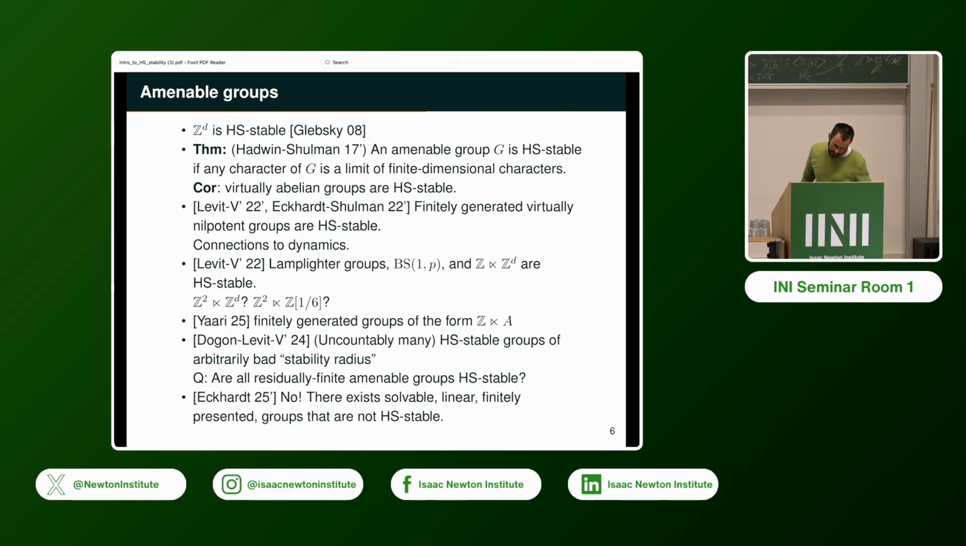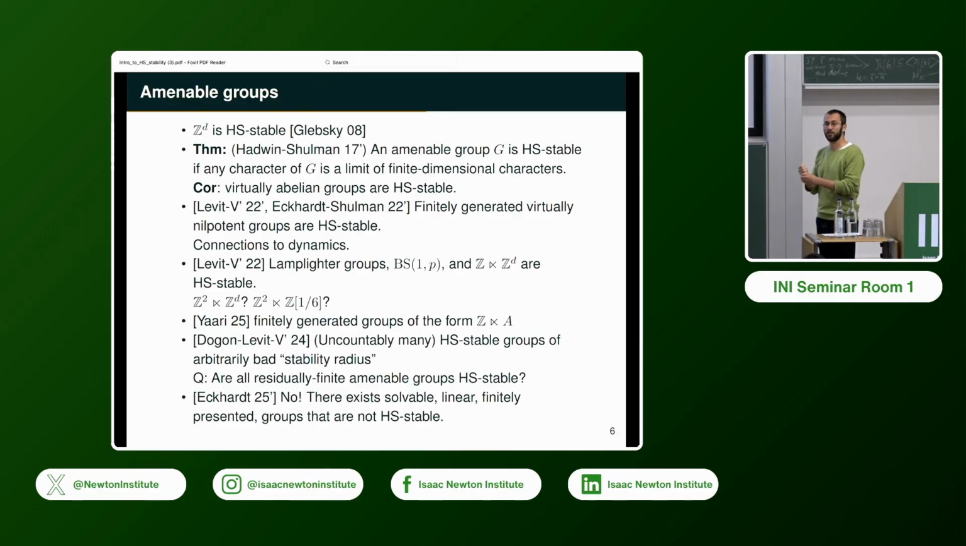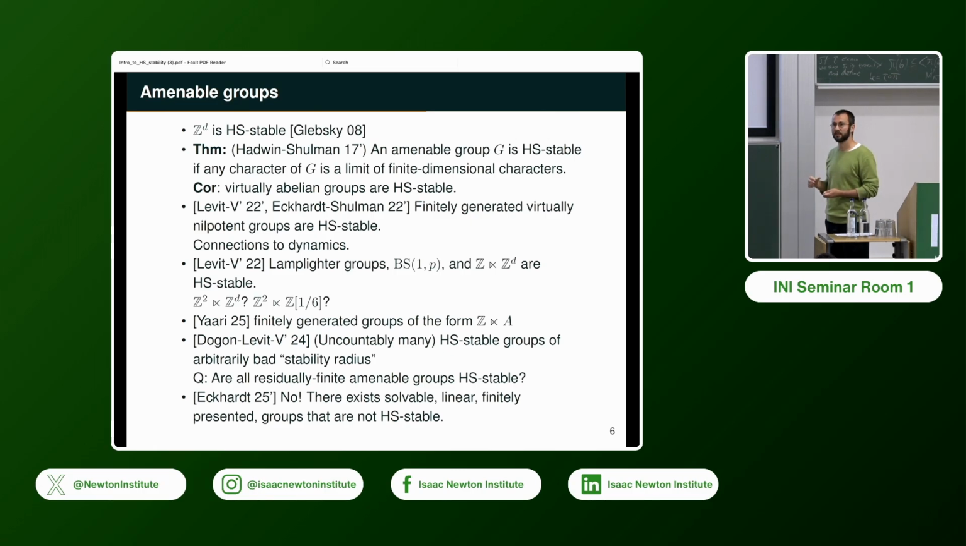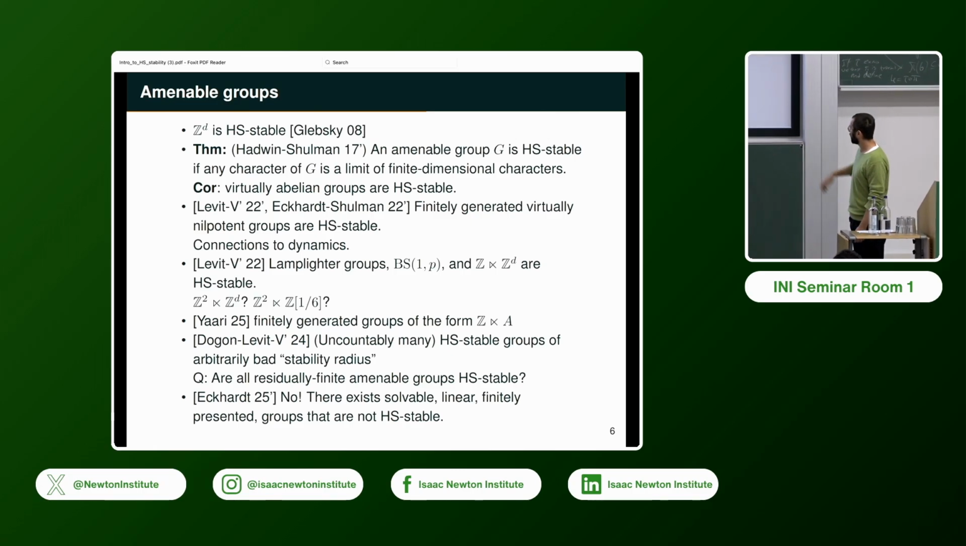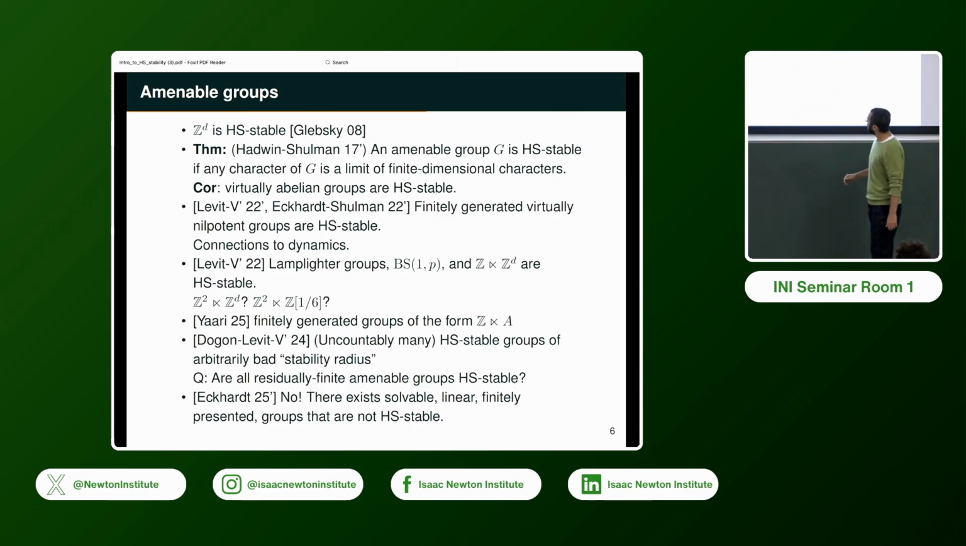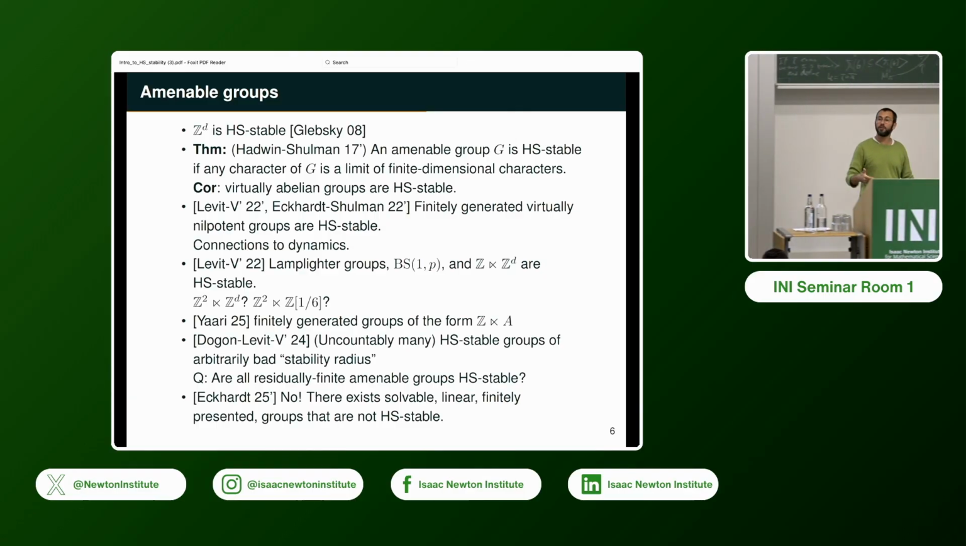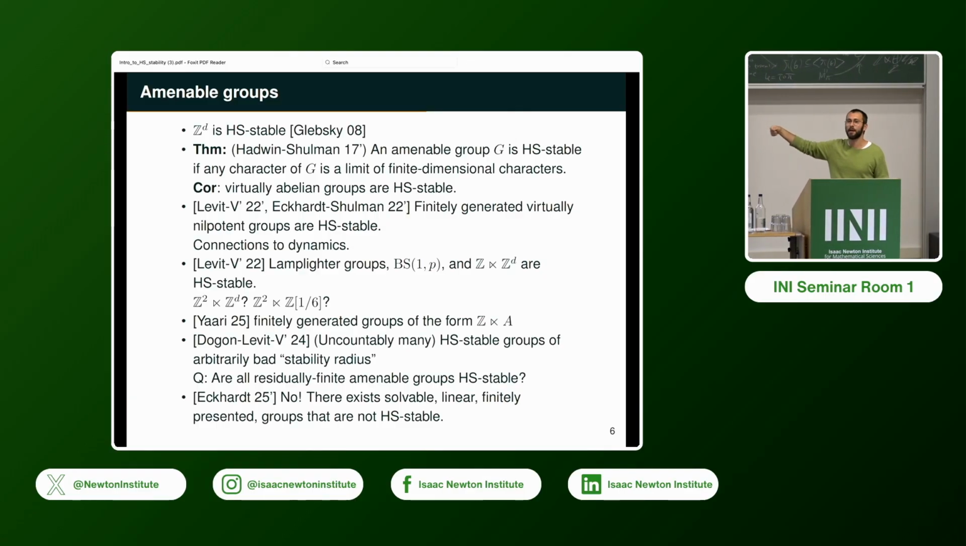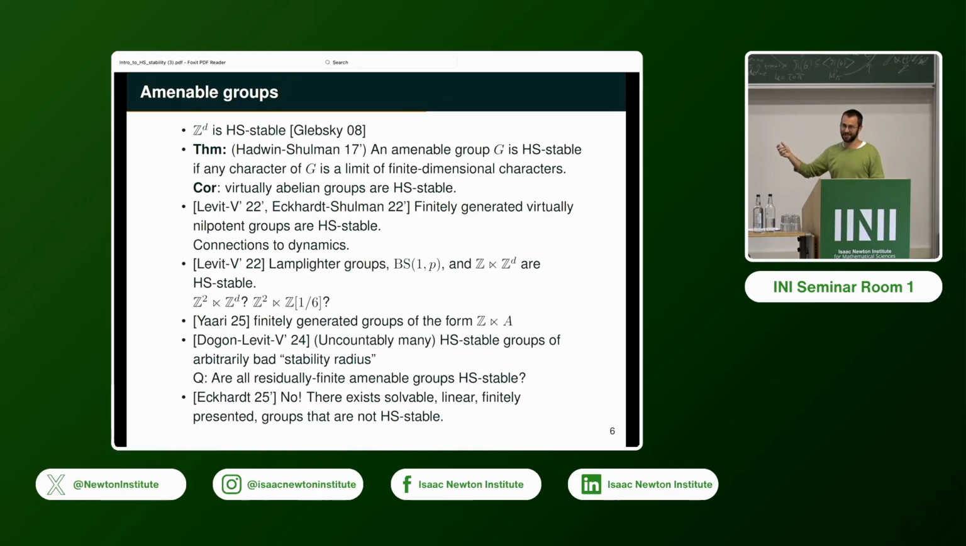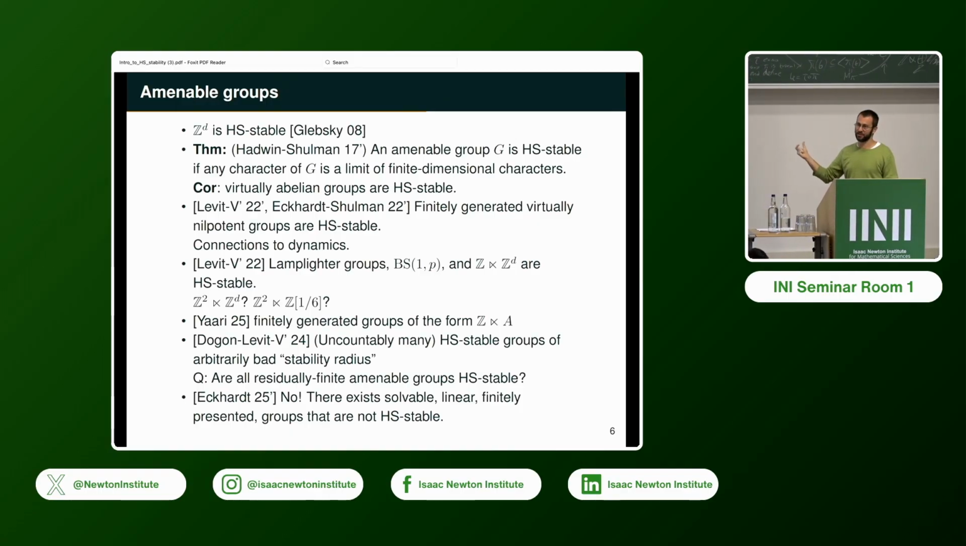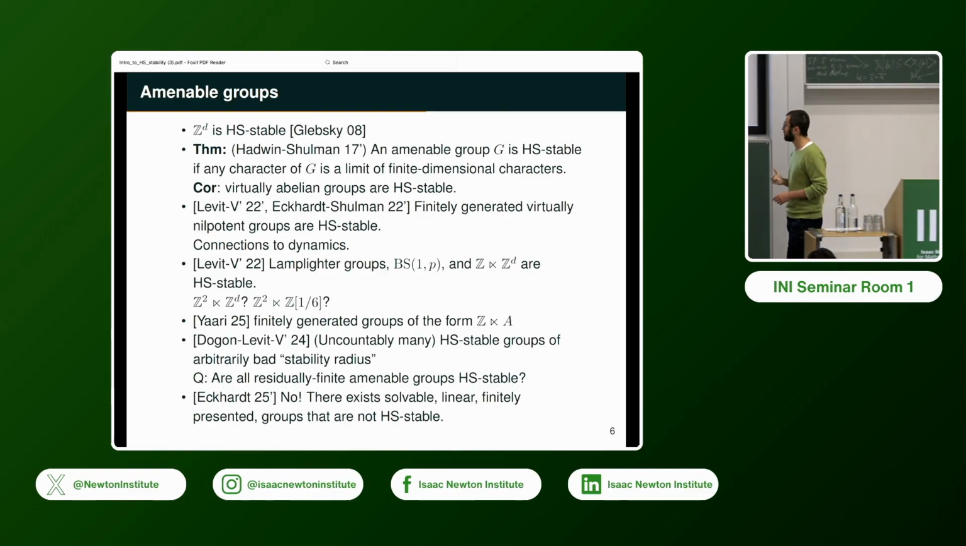And then very recently, Caleb Eckhardt showed that the answer is no. He constructs, very concretely, certain upper triangular matrix groups, linear groups, solvable in particular, that are even finitely presented, if you wish, that are not Hilbert-Schmidt stable. And again, using character theory and even using some of this dynamics type of thing. Basically, you need a dynamical system that doesn't have the property that every invariant measure is a limit of finitely supported measures.